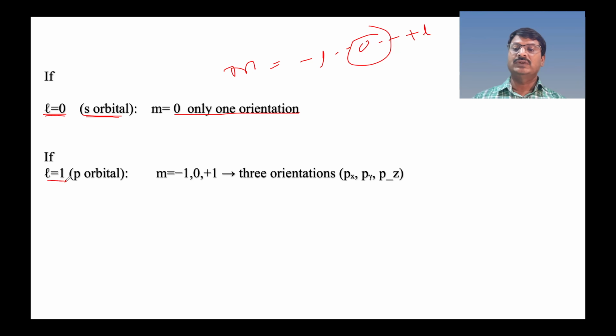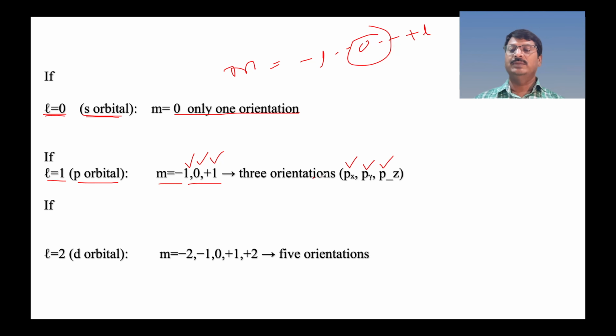And if L is equal to 1, it is called p orbital. When L is equal to 1, m values will be minus 1, 0 and plus 1, that is minus L to plus L. That means this orbital contains three types of orientation. Those are called px, py and pz. These are the orientations of the orbitals px, py, pz.